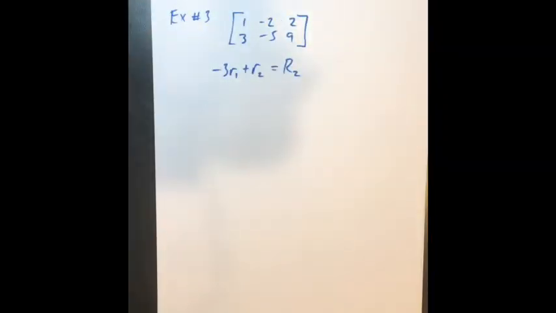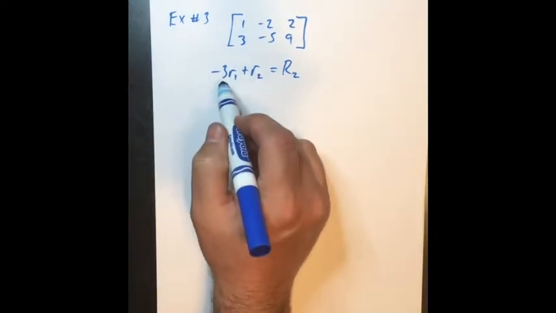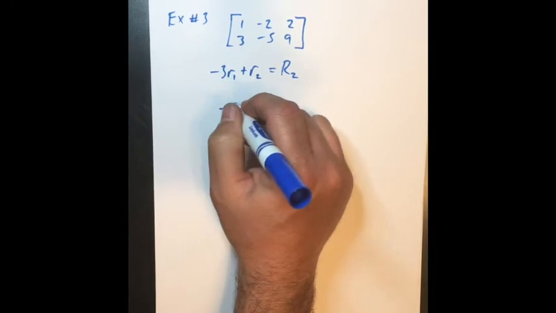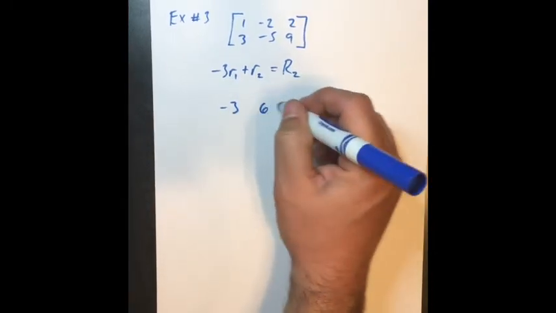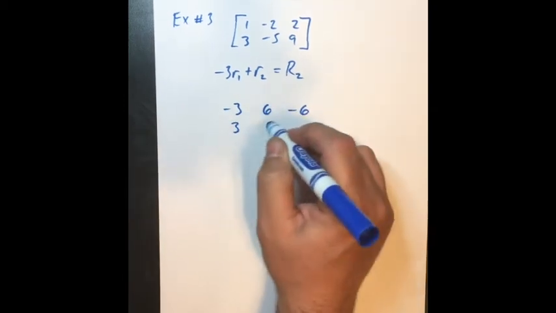In example number 3, we are just trying to complete some row operations. We're going to multiply row 1 by negative 3. That'll give us negative 3, 6, and negative 6. And then we're going to add that to row 2.